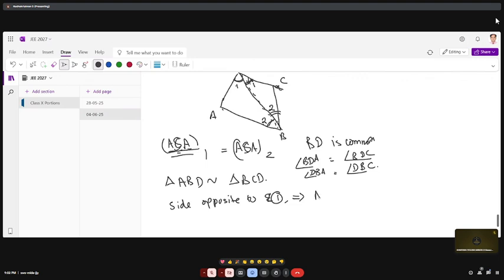We can say that AB equal to BC. That's what they're asking to prove, right? AB equal to BC. Okay.